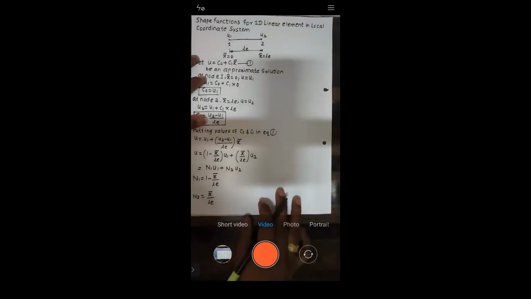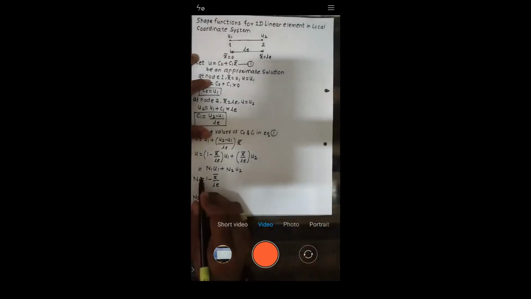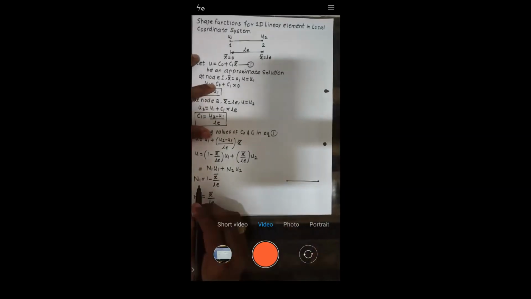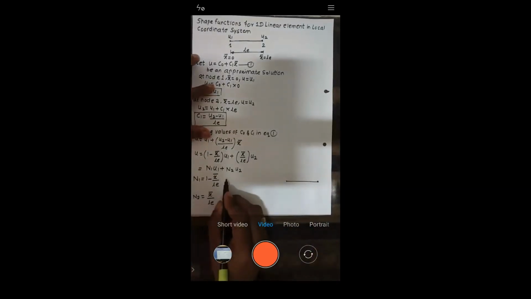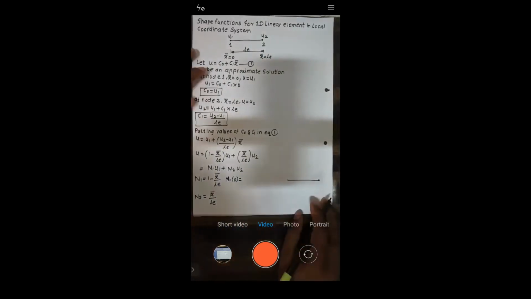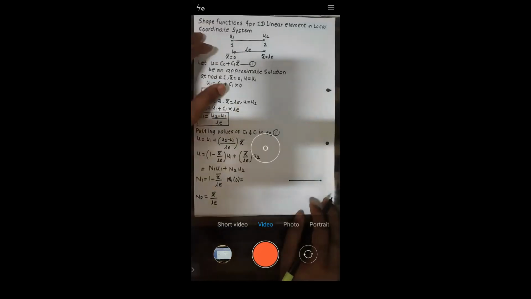Now my question to you is, let's come to the diagram. In the equation of N1, all of you see, if you put x as 0 and tell me the value. If you put x as 0, it is 1.